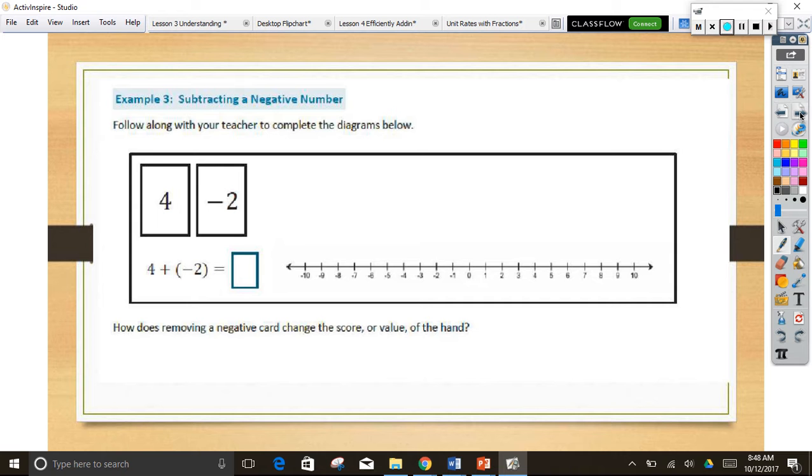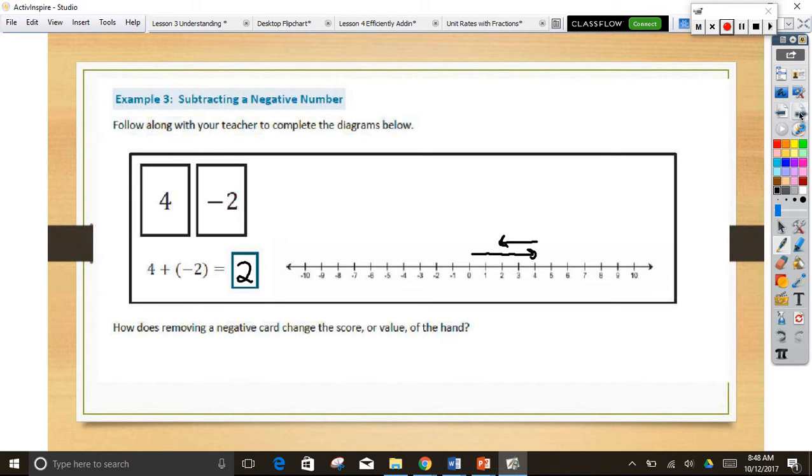All right, let's look at this example. This is what happens when we subtract a negative number. So first of all, let's just look at a basic example. 4 plus negative 2. If we do that on the number line, we go to the right 4 units and to the left 2 units. So 4 plus a negative 2 is just 2.